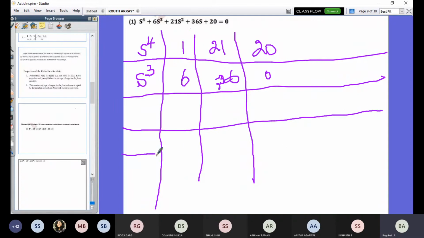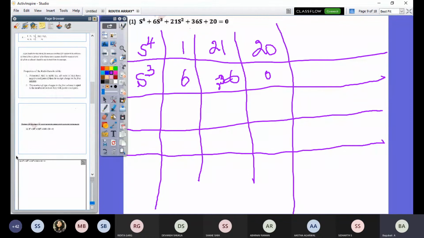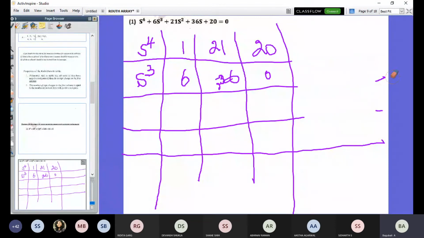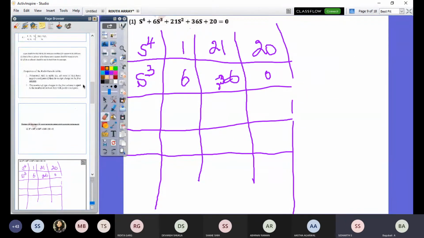What is the next row? S square. Very good, dear. So now we can construct the row array for S square. Can you tell me the answer? 15, 20, 0. Okay.